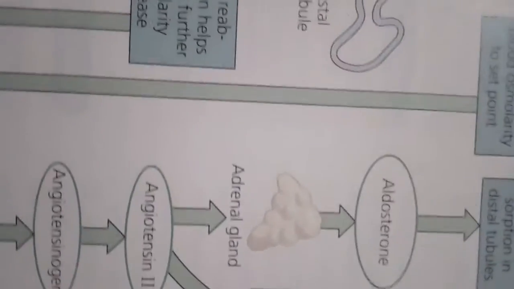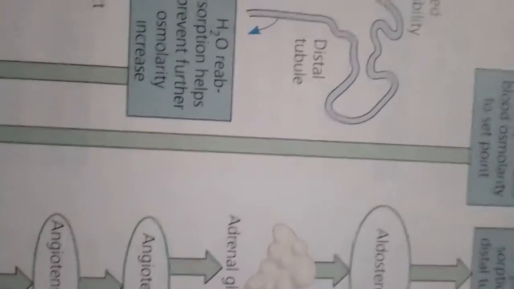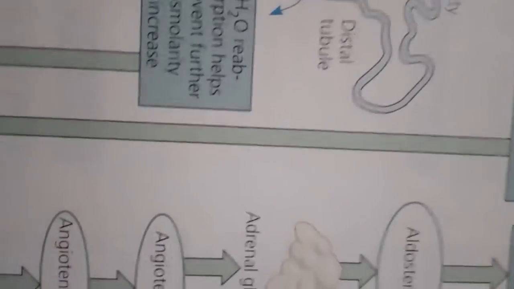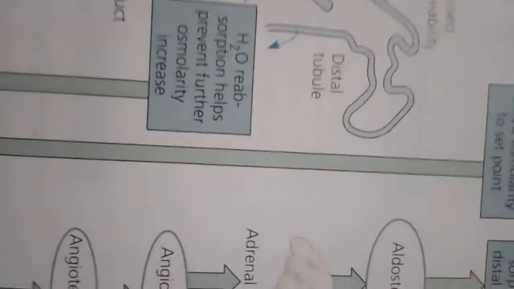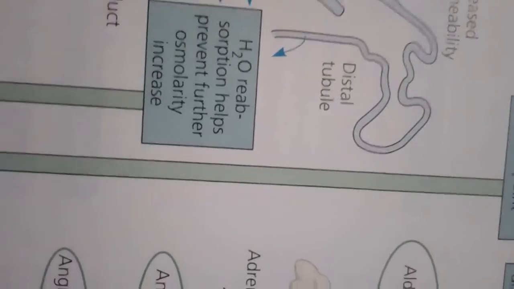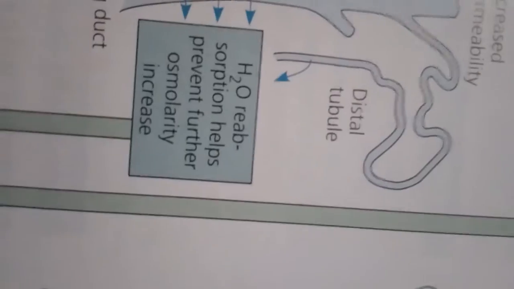One hormone that is important in regulating water balance is antidiuretic hormone, or ADH. ADH is produced in the hypothalamus of the brain and is stored in and released from the posterior pituitary gland, which is positioned just below the hypothalamus.